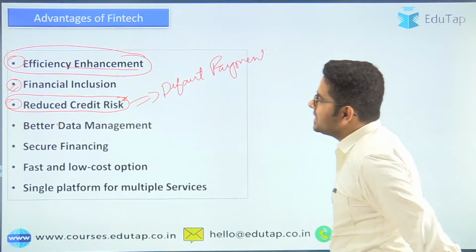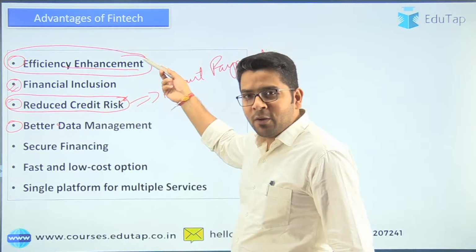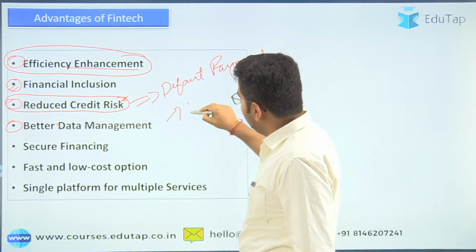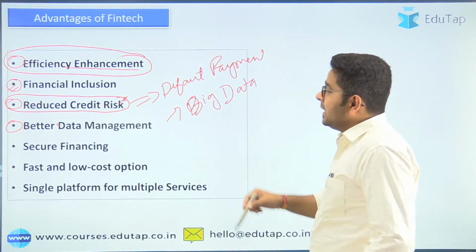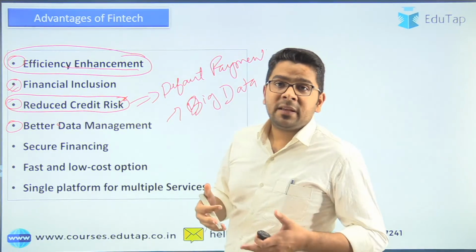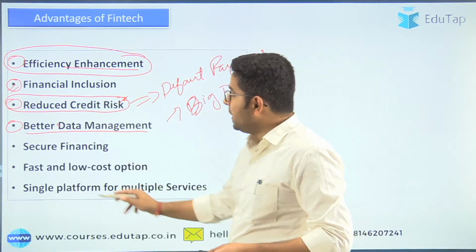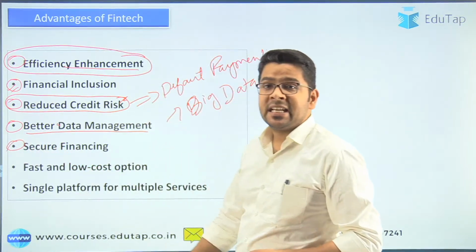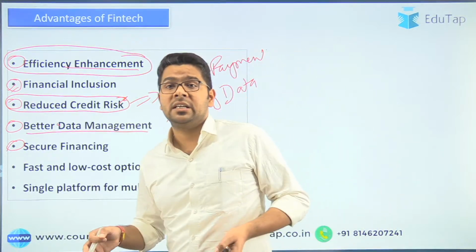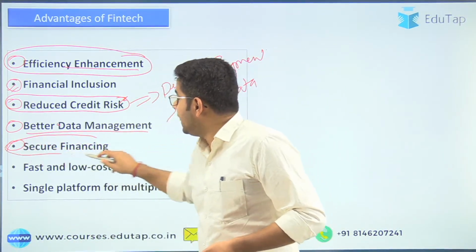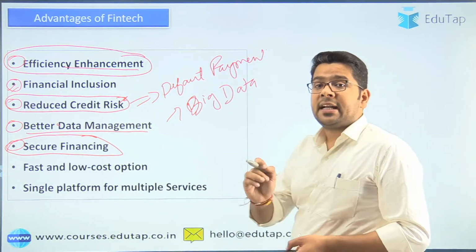Then coming to the next point, which is better data management. It is actually derived from one of the previous slides, which is big data. So when we are applying better technology, definitely there will be better data management. Now coming to the next point, which is secured financing. Blockchain, one of the most secure technologies. So definitely the advantage of FinTech could be highly secured financial transactions.